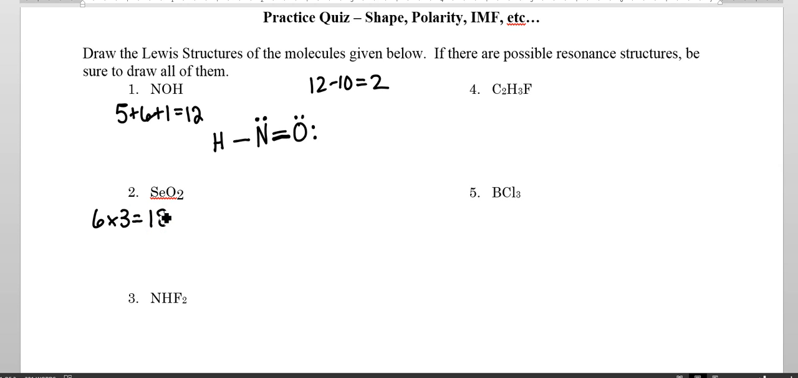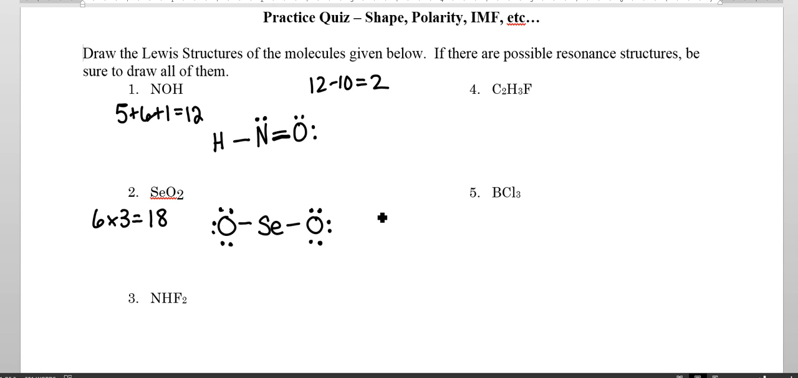I'm going to put the least electronegative element in the middle. That's going to be the one furthest away from fluorine, so that is selenium. And I'm going to attach the other atoms to it with a single bond. Next step is I'm going to give my outer elements an octet. And then I'm going to put my leftover electrons on the central atom.